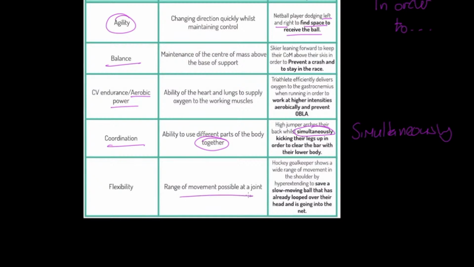Flexibility, simply ROM at a joint, that's all it is. Hockey goalkeeper shows a wide range of movement in the shoulder by hyperextending to save a slow-moving ball that has already looped over their head and is going into the net. So wow, just picture that. The ball's already gone over their head, they're arching their back with a lot of flexibility, and they're reaching backwards to maybe try and tip it over the bar. What a beautiful example and application.